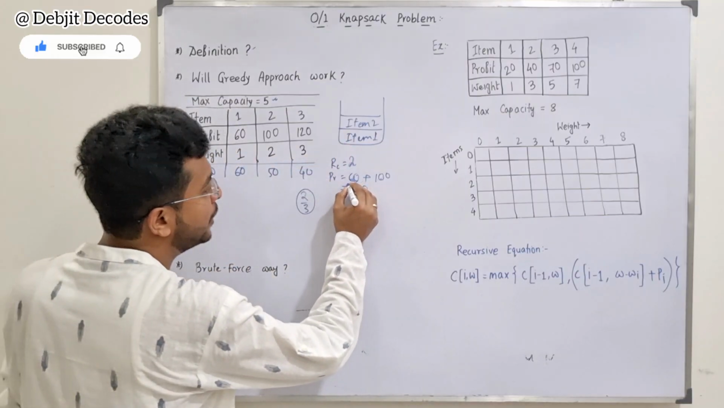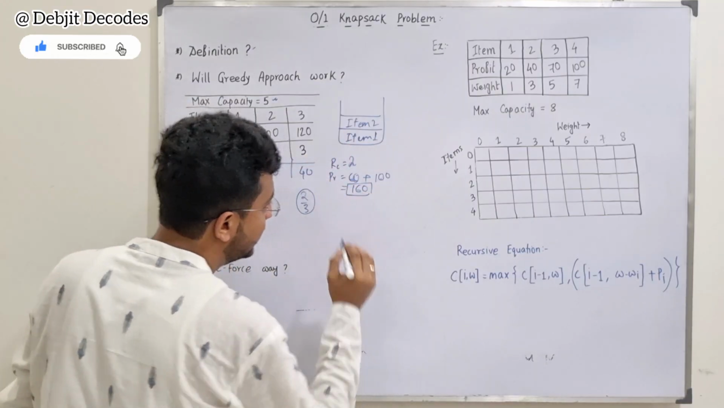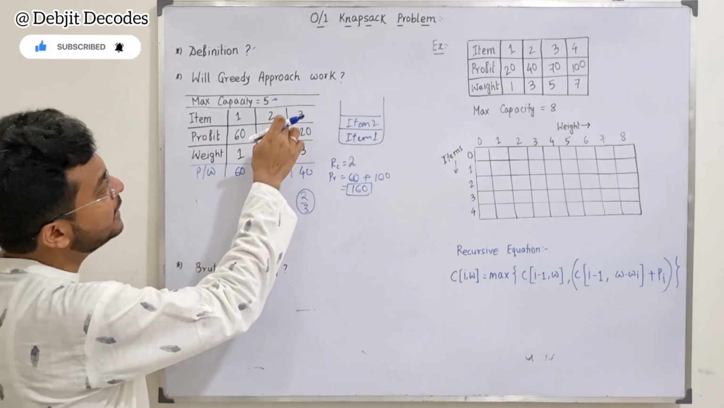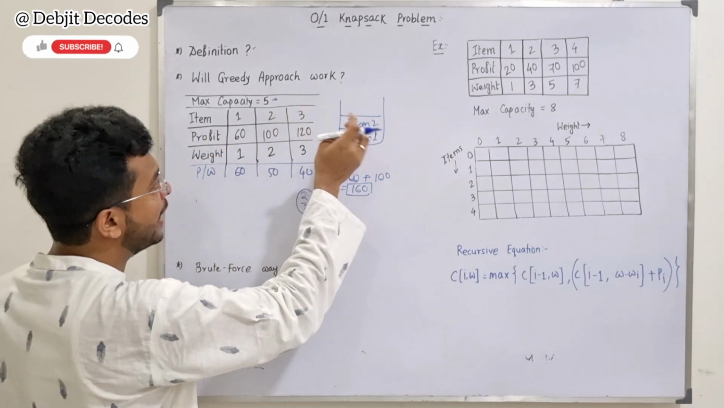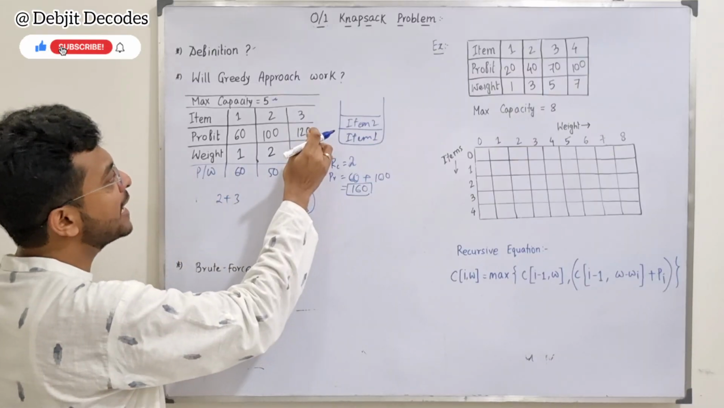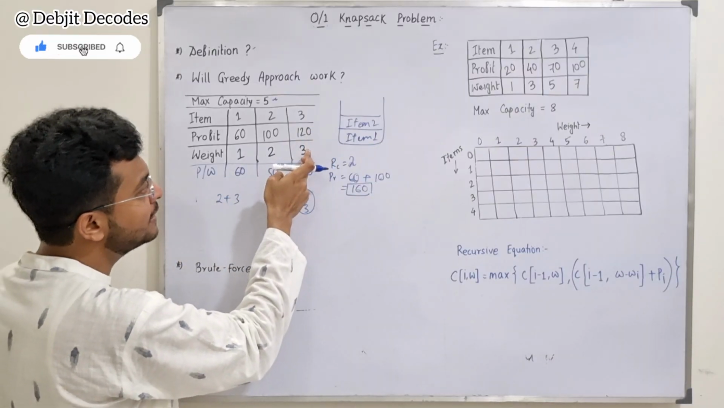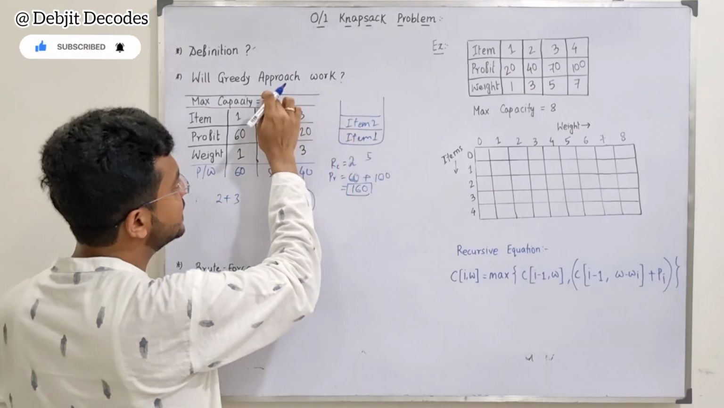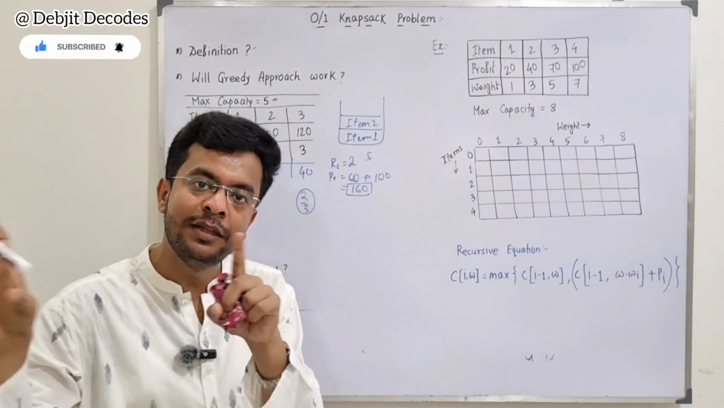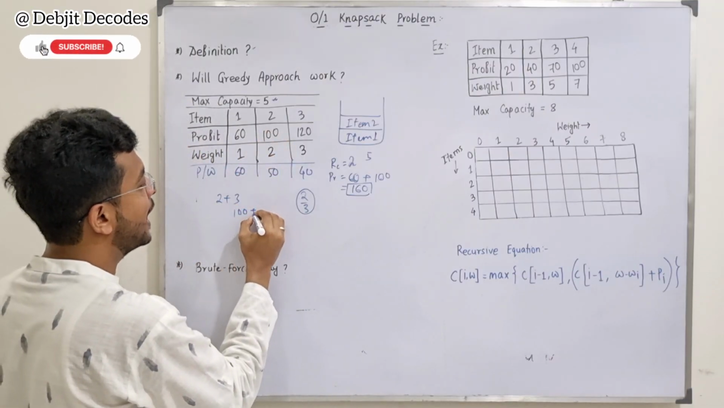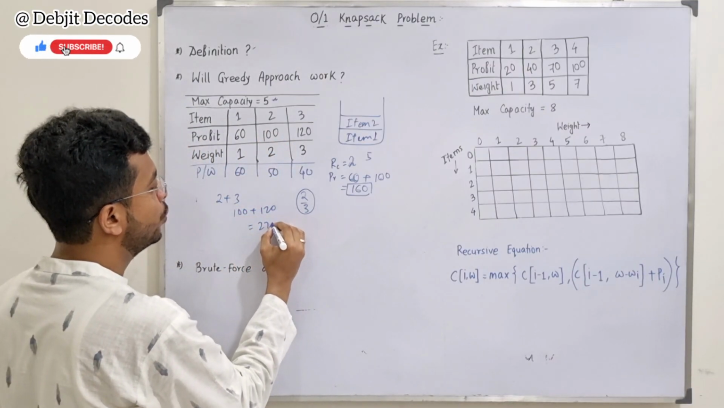So what is the total profit you are getting here? 160. But if you check by the naked eye, you can see that if you take item 2 and item 3 instead, what is the weight first of all? The weight is 3 plus 2, that is 5, and the max capacity is 5. So this is satisfied, no problem, we can fit both 2 and 3. And what is the profit in that case? 100 plus 120, that is 220.